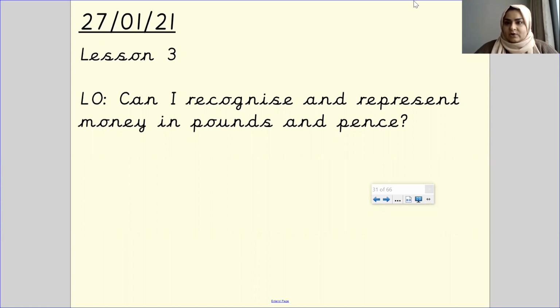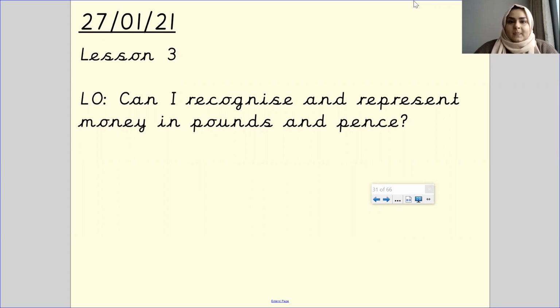Before I go into our lesson today, I just want to do a quick recap on what we did on Monday and Tuesday. On Monday and Tuesday, we recapped our prior knowledge from Year 2. We spoke about pence and pounds and what they look like and what their colors are, and how you can make up amounts using different coins and notes.